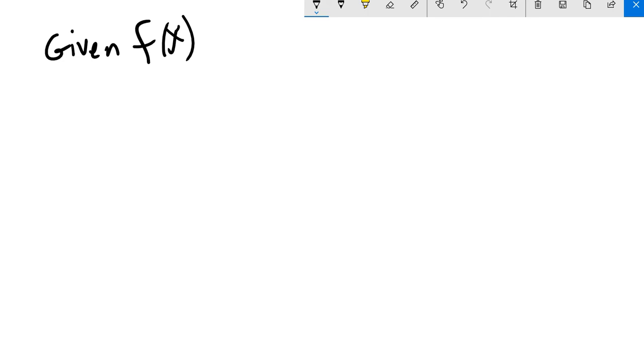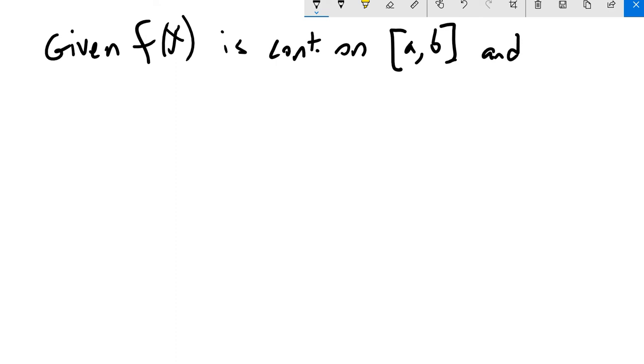We're given that f of x is continuous on the range a to b. Many times we'll denote ranges with the brackets. A closed bracket like that means that it includes the point. An open bracket would mean that it does not include the point. So let's say we have a continuous function on that range, and we're going to divide.